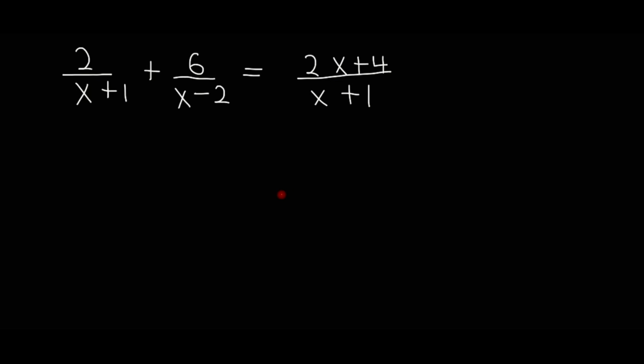When we have a situation where we have denominators that are the same, because we can see that these two denominators are the same, but this one is different from these two.